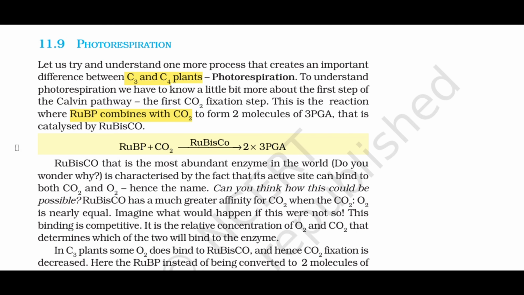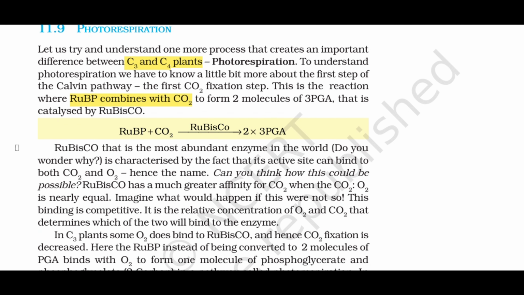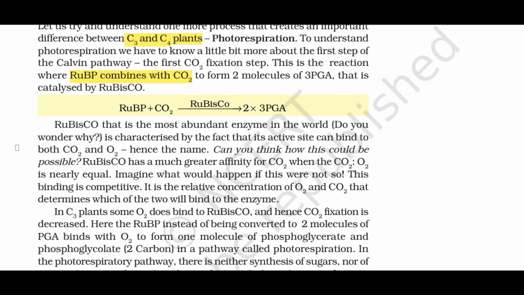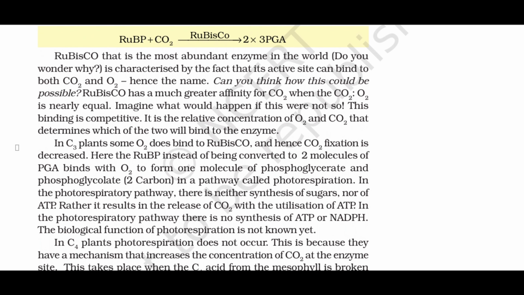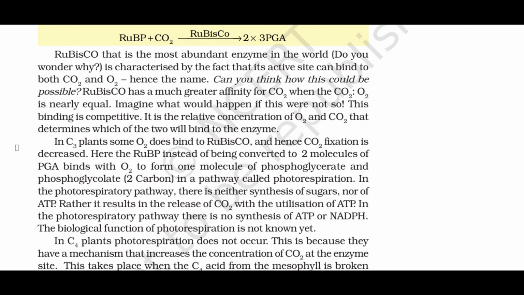Rubisco, that is the most abundant enzyme in the world, do you wonder why, is characterized by the fact that its active site can bind to both CO2 and O2, hence the name. Can you think how this could be possible? Rubisco has a much greater affinity for CO2 when the CO2:O2 is nearly equal. Imagine what would happen if this were not so. This binding is competitive. It is the relative concentration of O2 and CO2 that determines which of the two will bind to the enzyme.